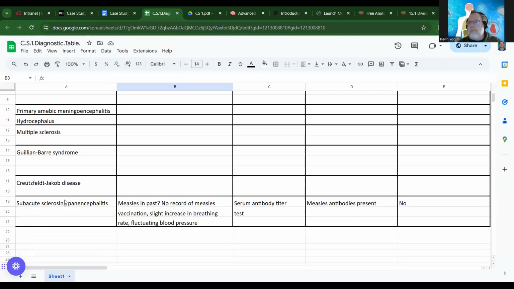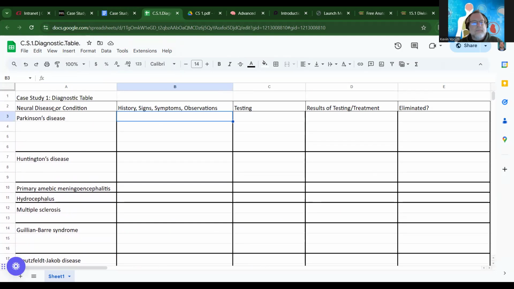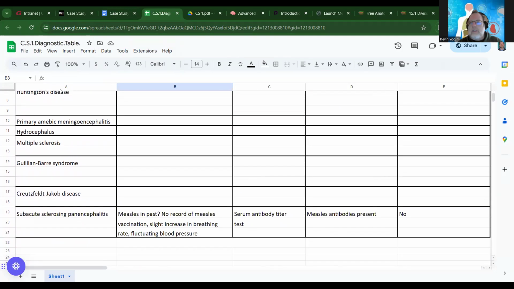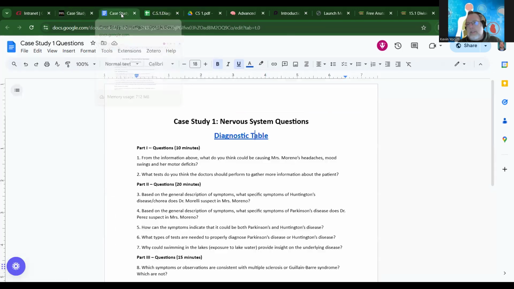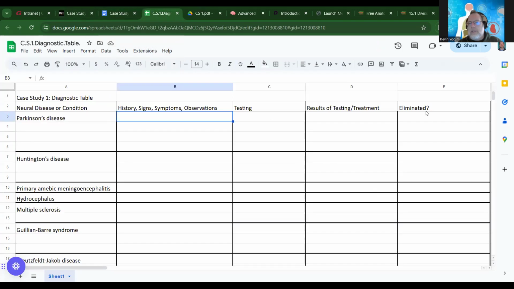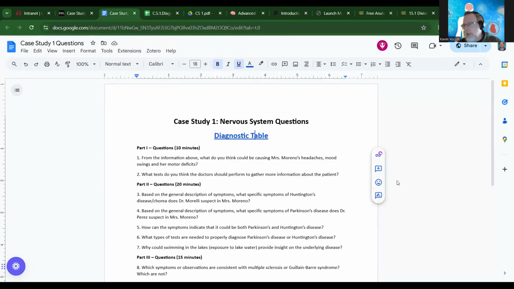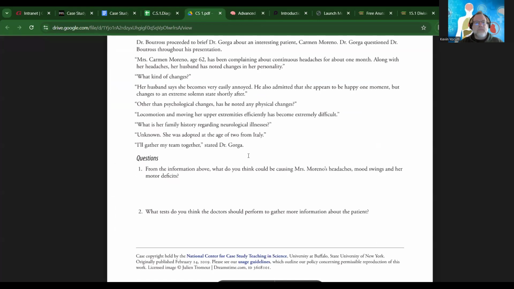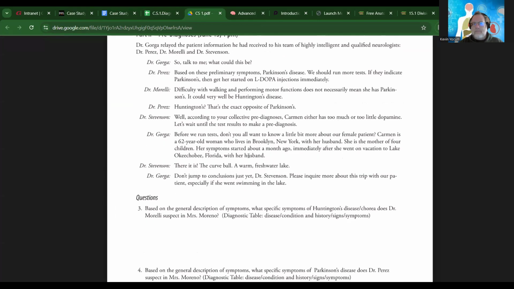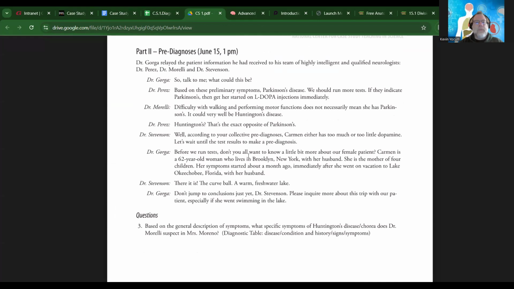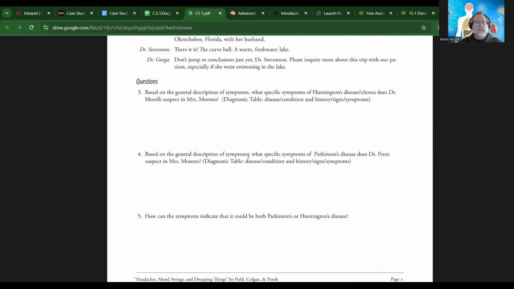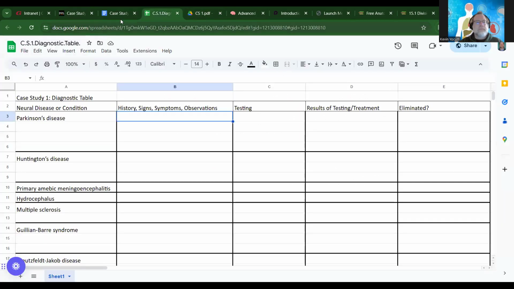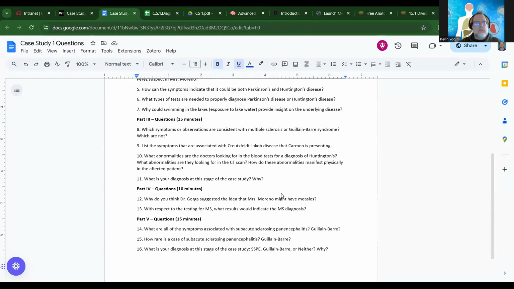We're going to start with some of these possibilities and basically play the elimination game. That's what we do in the clinic. Do we eliminate it? Yep. All right. So anyway, you can use that if you want. Not required. You don't have to turn it in. These questions are identical to the questions that are in the case study. So that's how those roll.